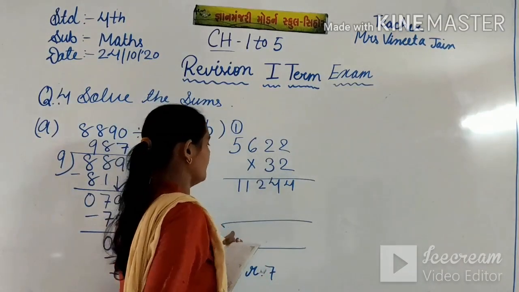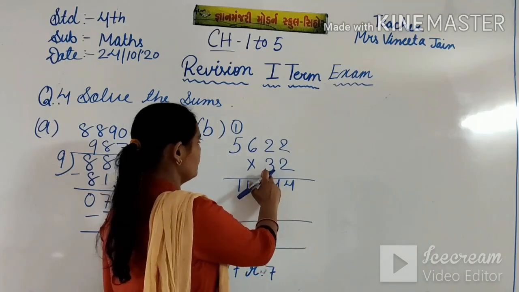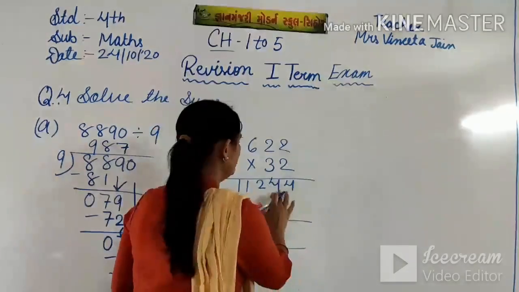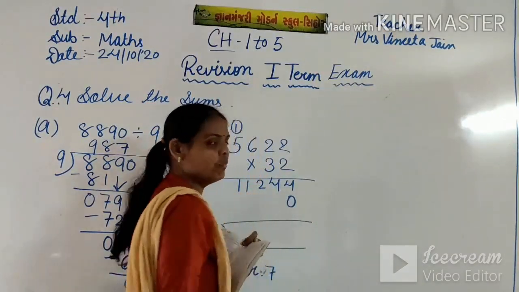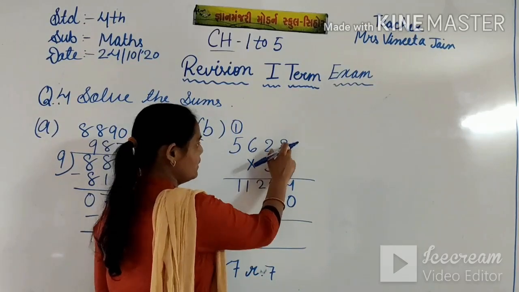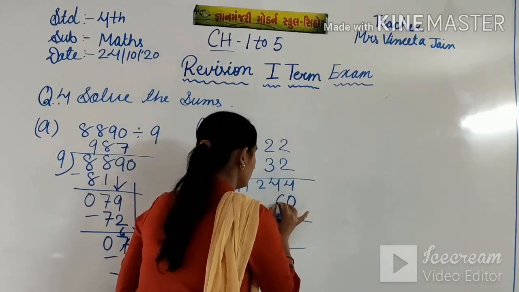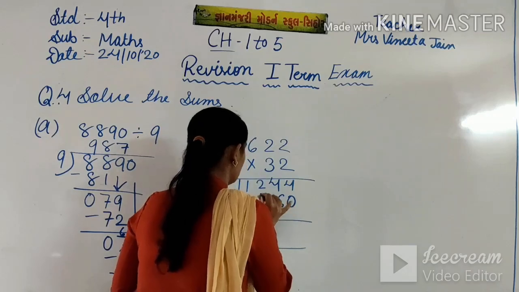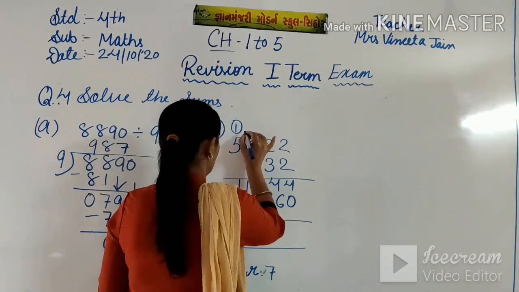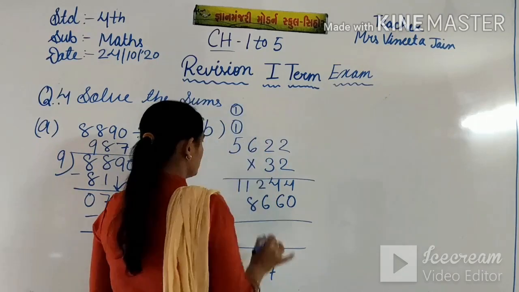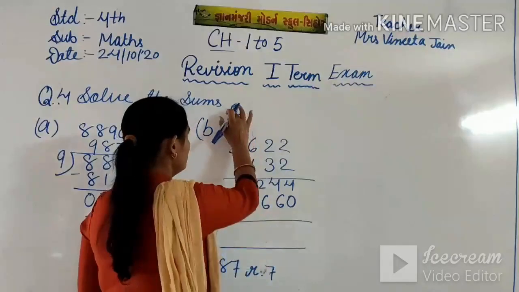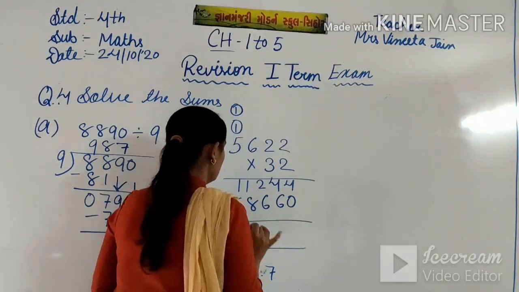Now multiply by the tens digit 3. So first we will put 0 at the 1's place. Okay, then start: 3 multiplied by 2, 3 2s are 6. 3 6s are 18. So we will write 8 here and carry 1 to the next column. Okay, 3 5s are 15, plus 1, 16. So we will write here 16.